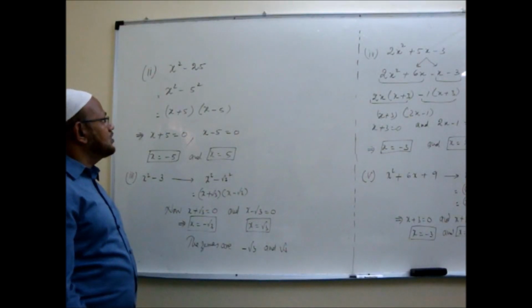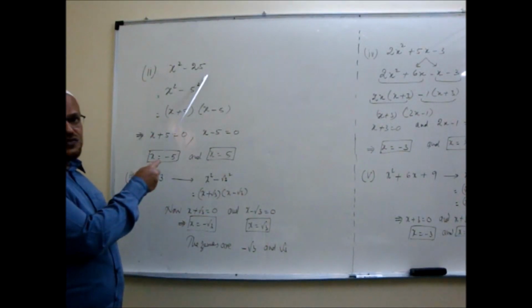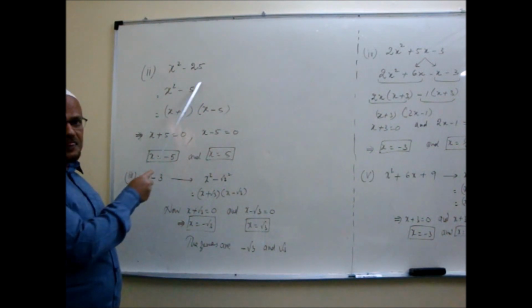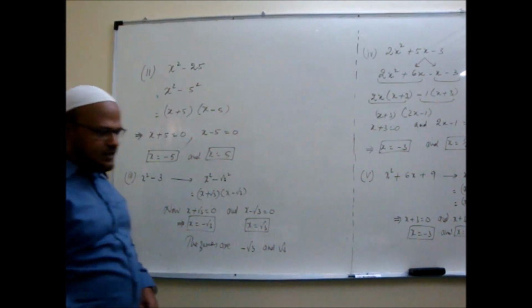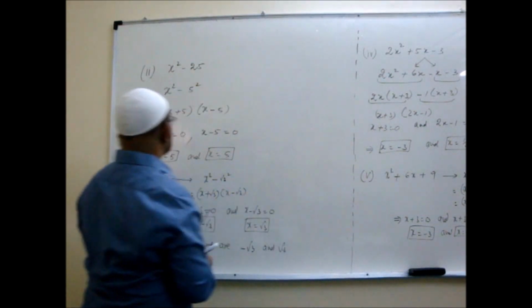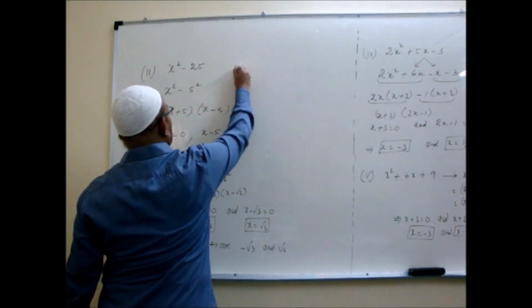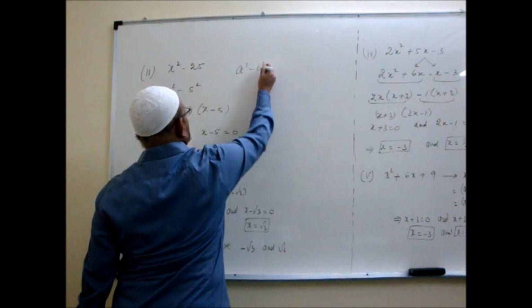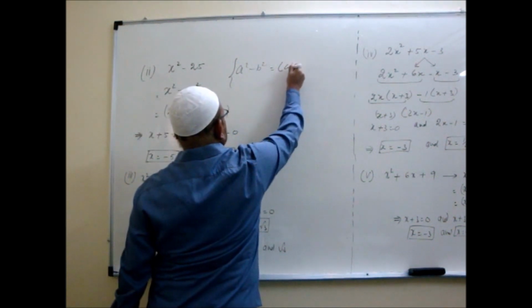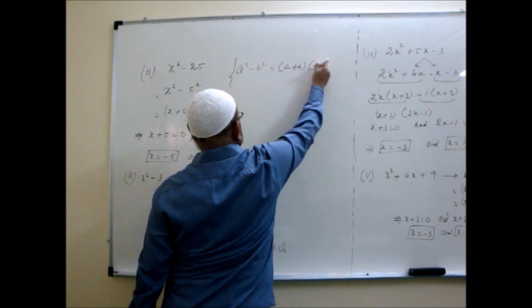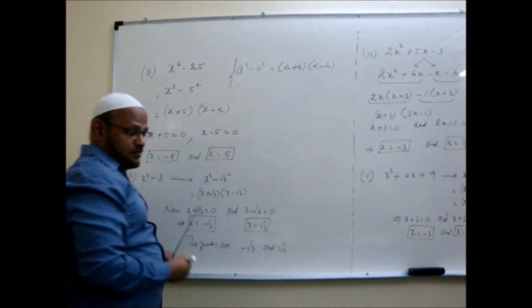The next example, x square minus 25. Here is a binomial. How to factorize? You have to use an identity. You should use the identity a square minus b square, and its factorization is a plus b into a minus b. In this form you have to make it.